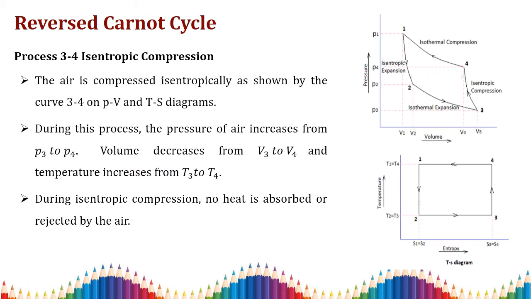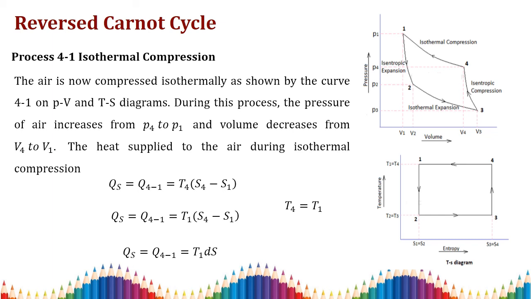Then process 3 to 4 is our isentropic compression. Since it is an isentropic compression, the pressure will increase from P3 to P4, and the volume is also simultaneously reduced from V3 to V4. And process 4 to 1 is your isothermal compression. During isothermal compression, the volume gets reduced and the pressure gets increased.